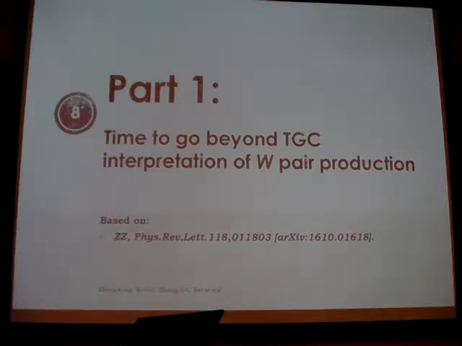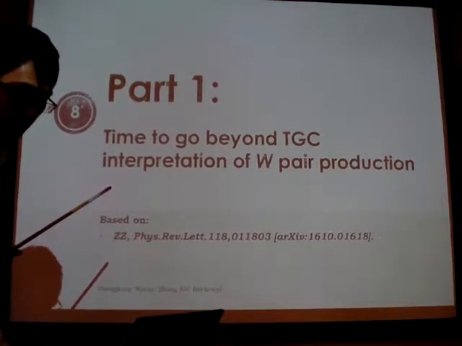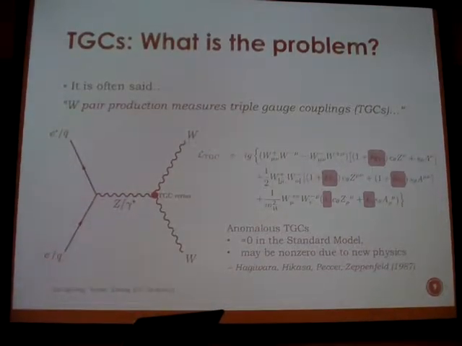All right, let's get started on the first part of the talk, giving away the punchline, which is that it's time to go beyond the TGC interpretation for diboson pair production. So what's the problem here? It is often said that diboson pair production measures triple gauge couplings, or TGCs for short. So what this means is the following.